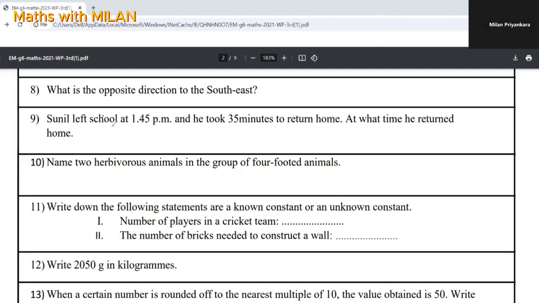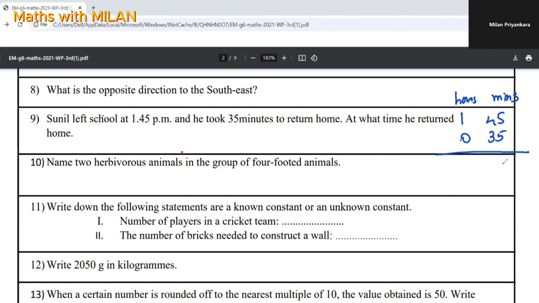Okay. And Sumi left school at 1:45 p.m. and he took 35 minutes to return home. At what time did he return home? 1:45 p.m. So 1 is hours, and 45 is minutes. He took 35 minutes. So let's add this. I'll show you how to do this. Very simple, right? Now you can add this.